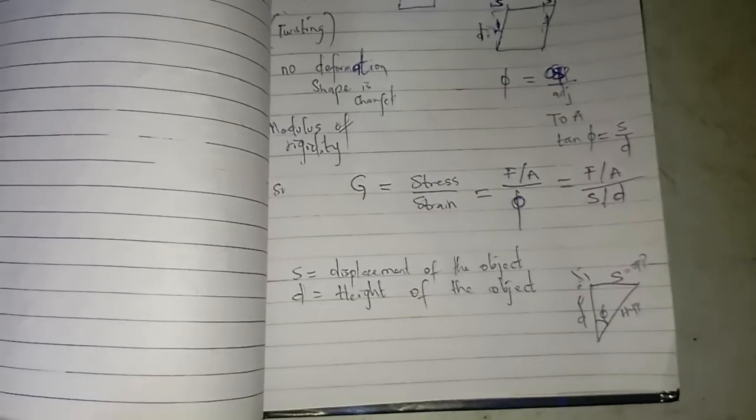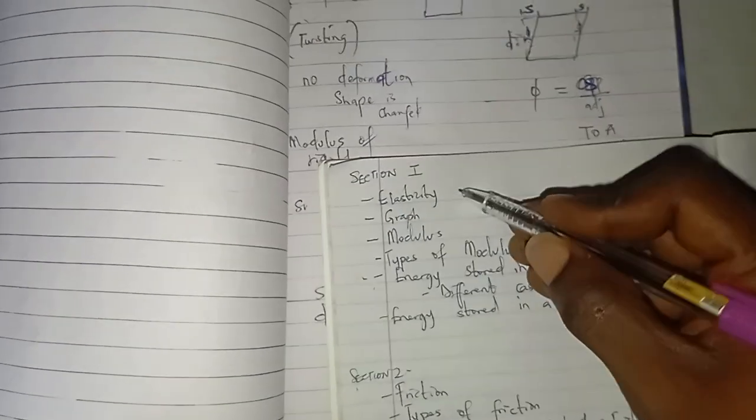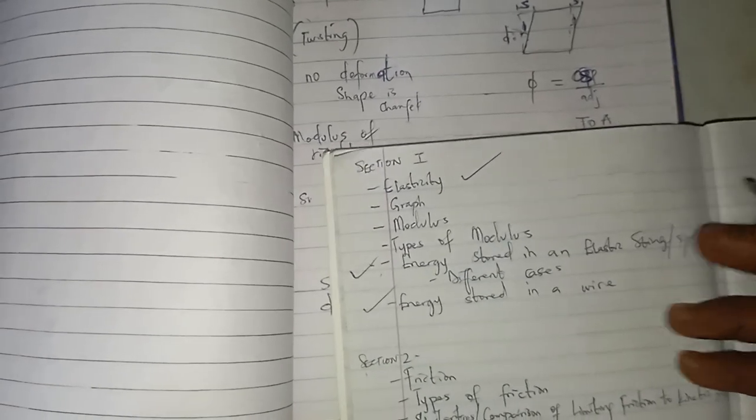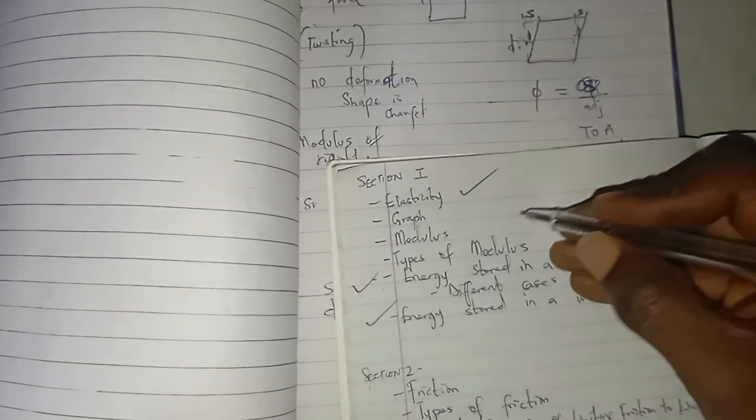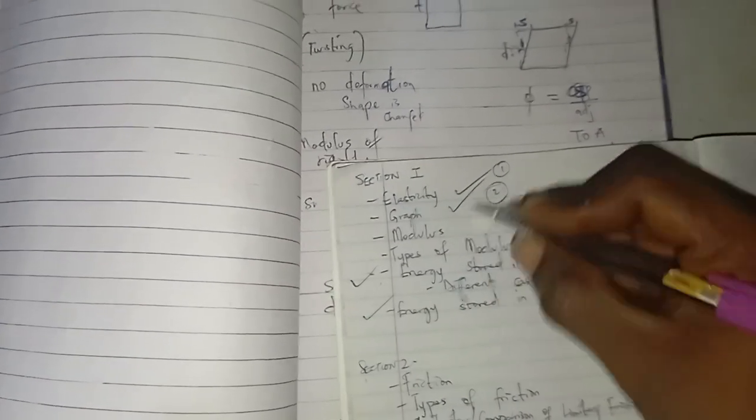So thank you for watching this. That's all about elasticity. So I did this by treating elasticity first, then treating work done second, energy stored in wire and the energy stored in a spring. Then you remember I did elasticity on graph second, 1, 2, 3, 4, before moving to modulus 5 and 6.